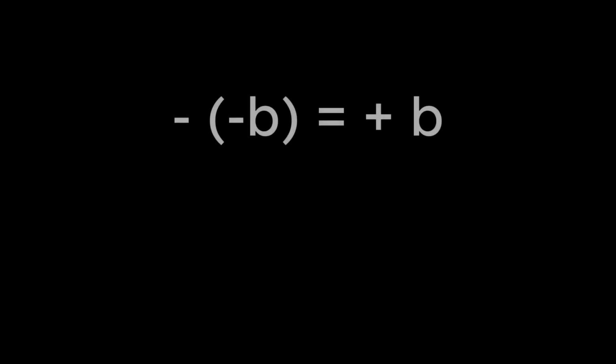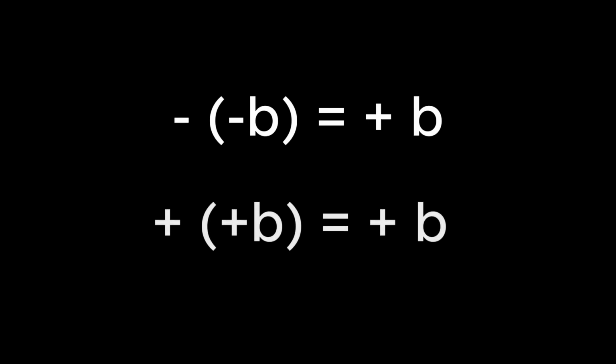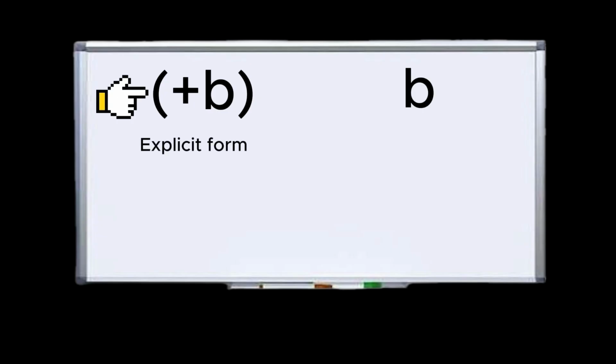Why does minus before parenthesis minus give a plus, while plus before parenthesis plus stays a plus? Hi, have you ever wondered why the expression minus before parenthesis minus results in a plus, while plus before parenthesis plus remains a plus? If you remember your school years, sometimes we wrote numbers like this, but more often like this. This notation is called the explicit form.